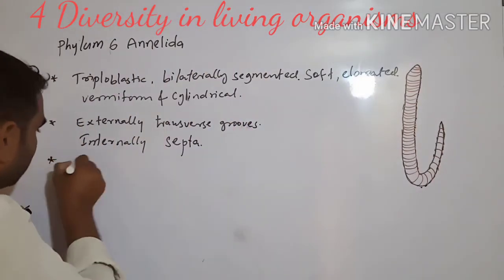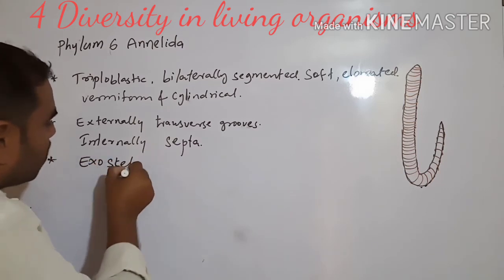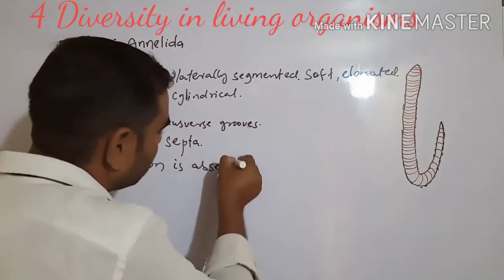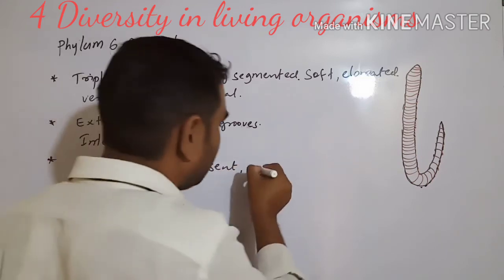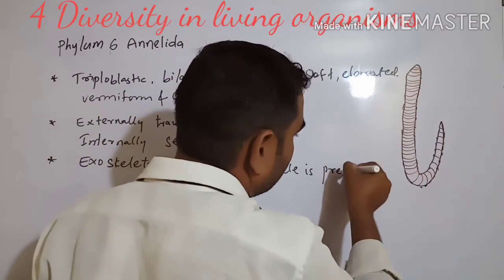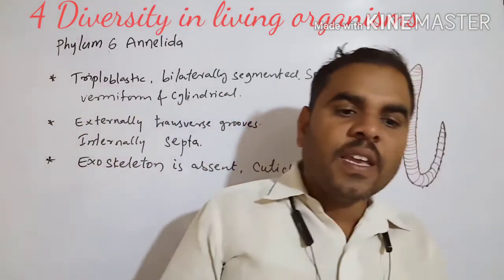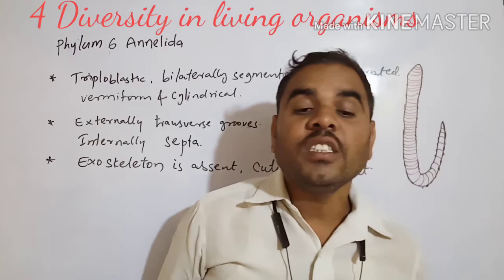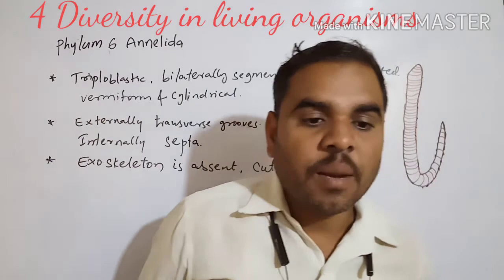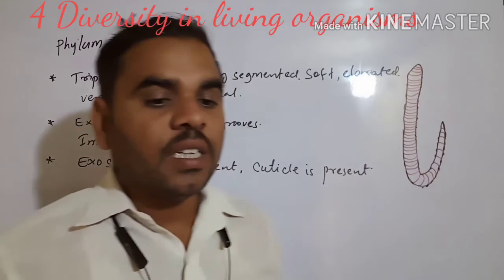Is there any exoskeleton? The exoskeleton is absent and the cuticle is present. Next, the locomotory organs are segmentally arranged, paired lateral appendages called parapodia, along with cutaneous setae.